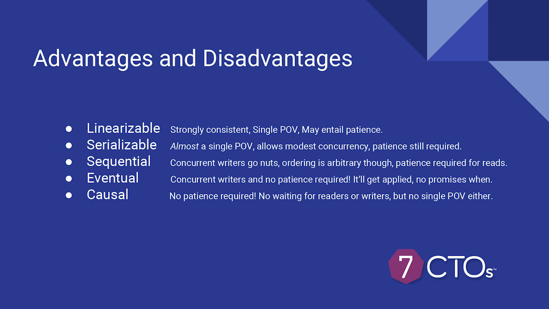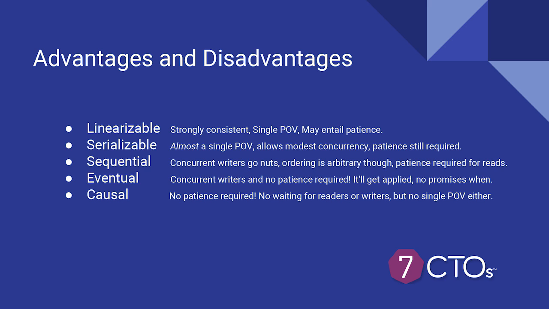Serializability is almost the same, but with cutting in line, we can have a little bit of concurrency. And we still have to have patience as we travel to the central arbiter, the database, and back. Sequential consistency is pretty much the same, except that we're limiting how we're applying those operations, not how we're initiating them. Eventual consistency: pretty much no promises when it gets there.